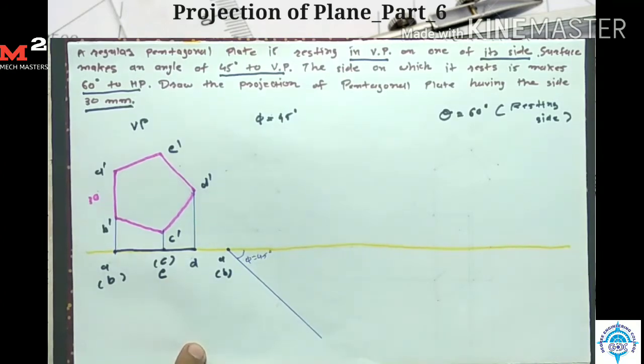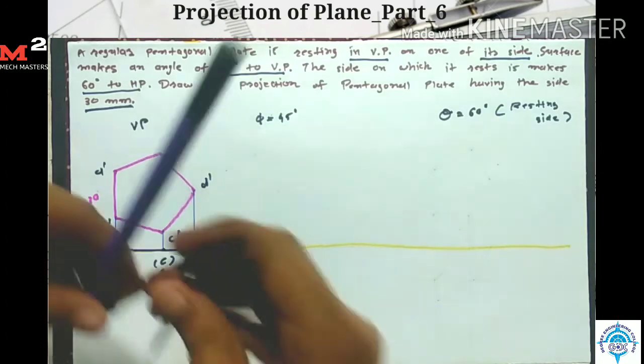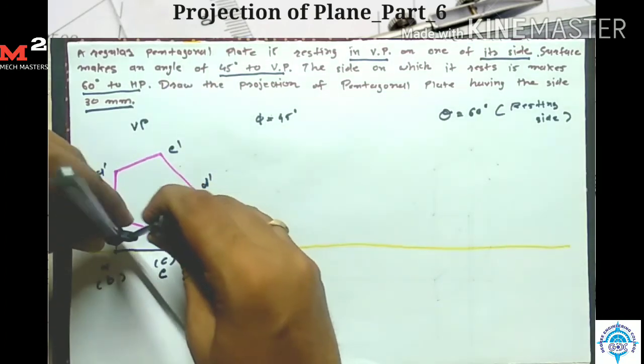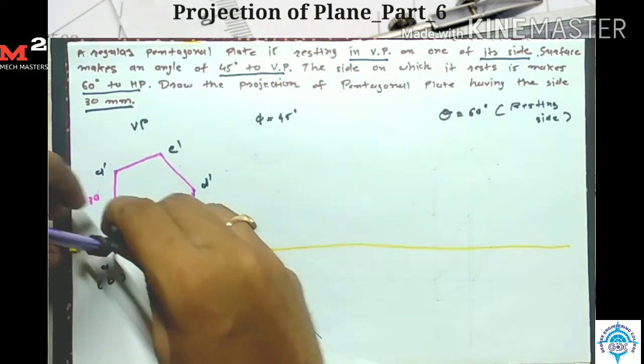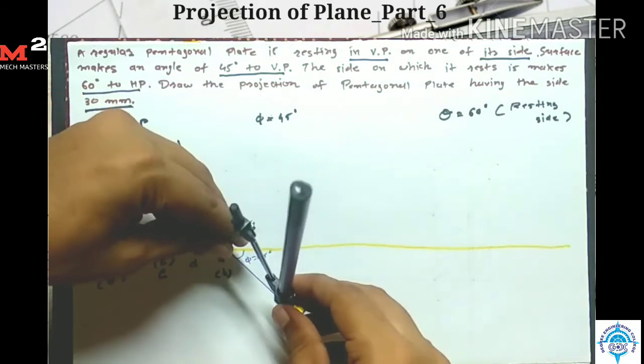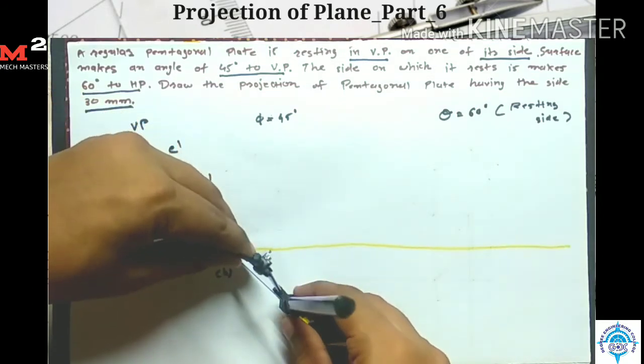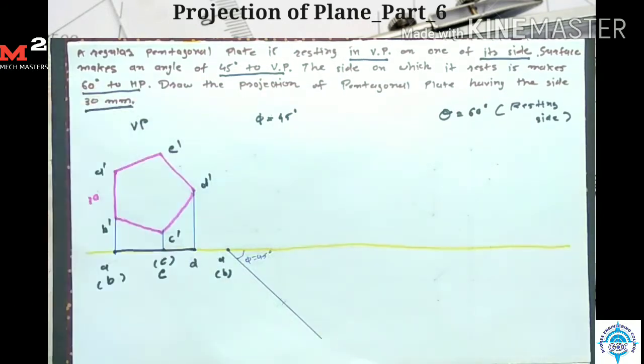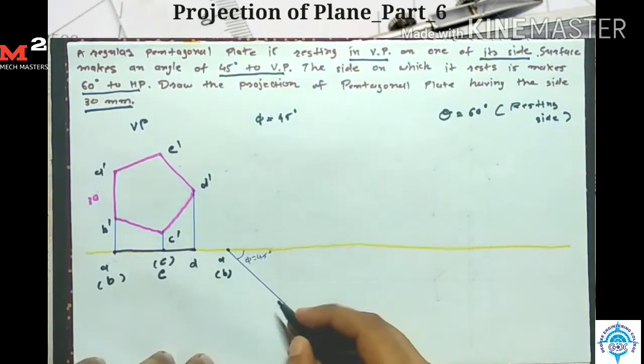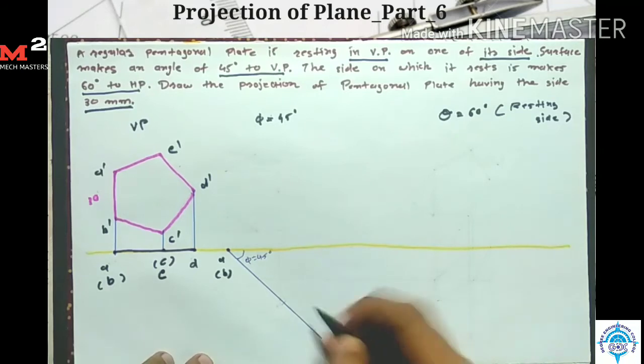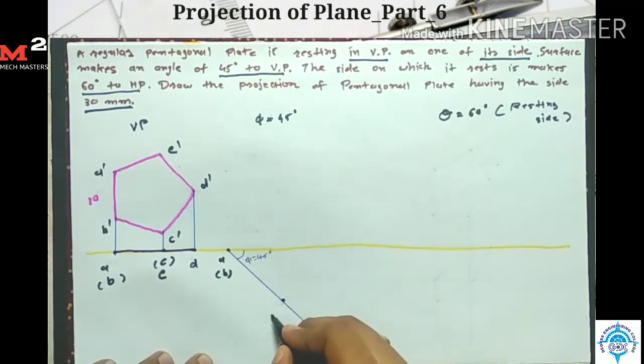Now I simply measure this distance A to D here, and draw one arc from point A. I take A as the center and AD as the radius, and draw one arc, which intersects here. So here I give the name D.